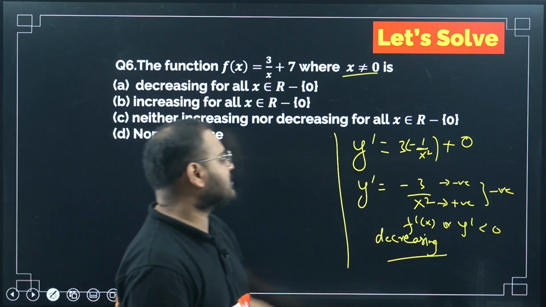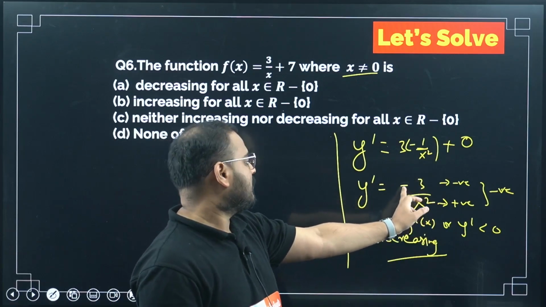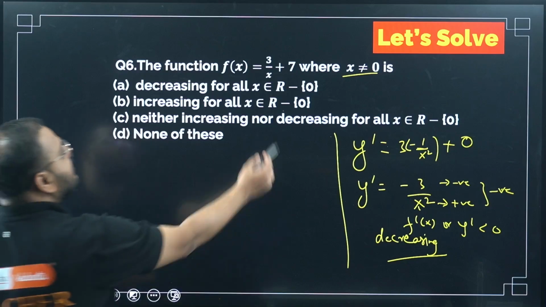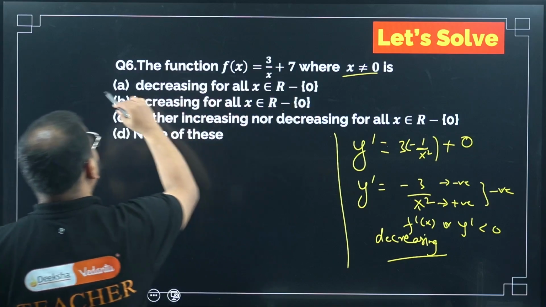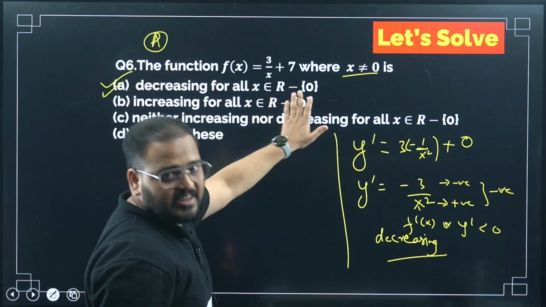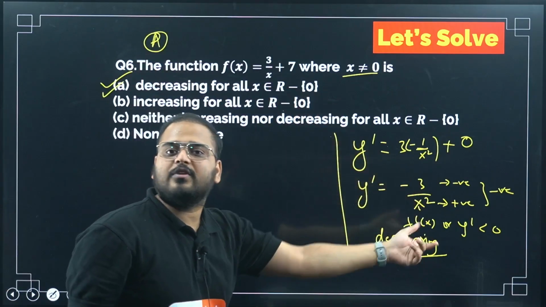Why, sir? If I take x as 0, what will become infinity, no? 3 by 0 will be infinity. So it will be decreasing except for the domain where 0 is not included. So option A is the correct answer. So decreasing for all the real numbers except for 0. For 0 it is not defined only.